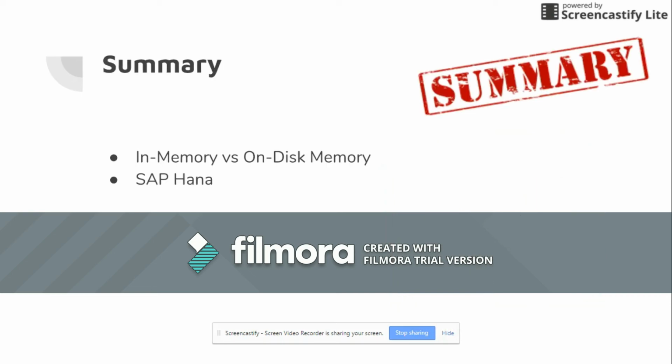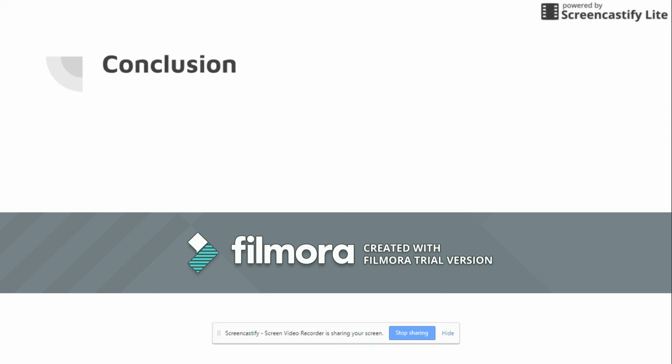So in summary, some of the biggest things I want you to take away from this presentation are the difference between in-memory versus on-disk memory, and I really think I did a good job of hammering that in. Another big key idea I want you to take away from this presentation is SAP HANA. Why is it so effective? How is it so useful? Realize that the fact that it can process volumes up to 1 petabyte and still give you query results in under a second is remarkable.